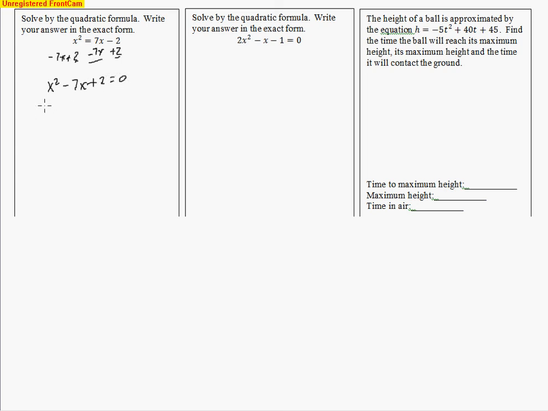Once I've got that figured out, I substitute into the quadratic formula. Remember, it goes negative b plus or minus the square root of b squared minus 4ac all over 2a. So we're just substituting the numbers in.